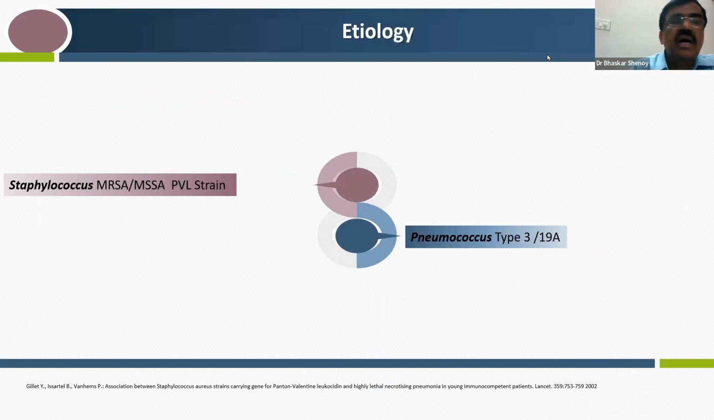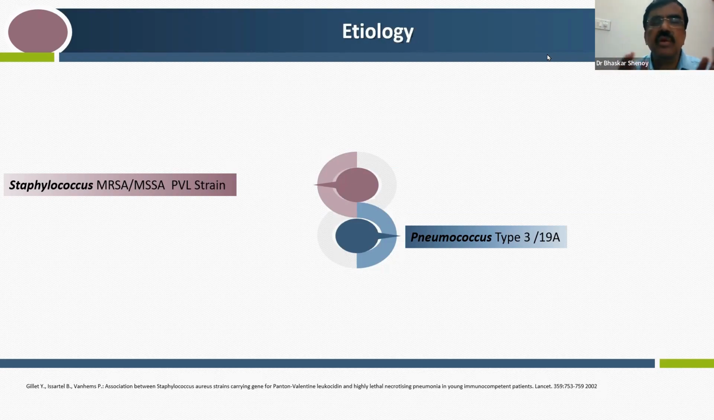Pneumococcus is also a culprit. But in Staphylococcus, it's the MRSA or MSSA which produce what is called PVL, Panton-Valentine leukocidin. That strain is known to cause severe pneumonia. Whereas when it comes to pneumococcus, there are various serotypes. Serotype 3 or 19A are known to cause the severe forms of pneumonia.